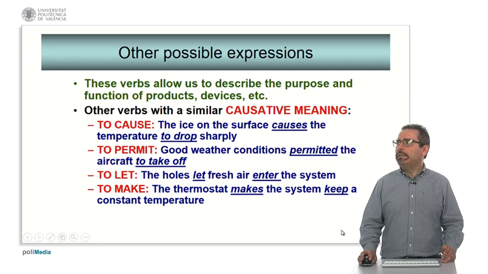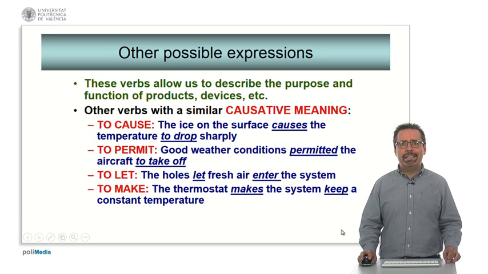There are other verbs that allow us to describe the purpose and function of products and devices, and they have a causative meaning. For example, to cause. The ice on the surfaces causes the temperature to drop sharply. Here there is a strong cause and effect relationship between two ideas. To permit is less strong. For example, good weather conditions permitted the aircraft to take off.